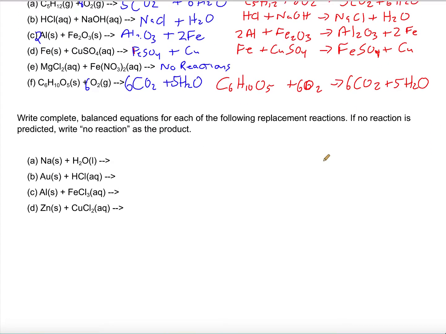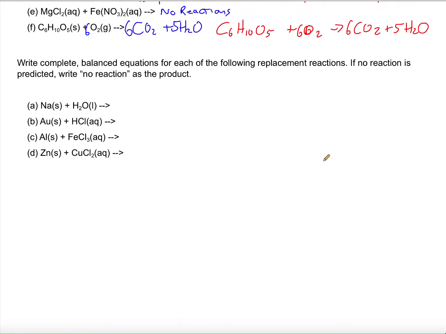Now we have one more section here to look at. So let's look at the last few reactions that we have to look at here. In this case, these are replacement reactions. So we are going to take the sodium and the water, and we are going to combine them, and we are going to get sodium hydroxide, NaOH, plus hydrogen gas.